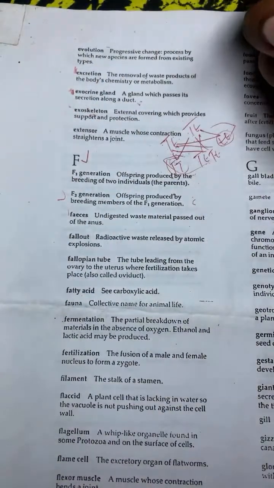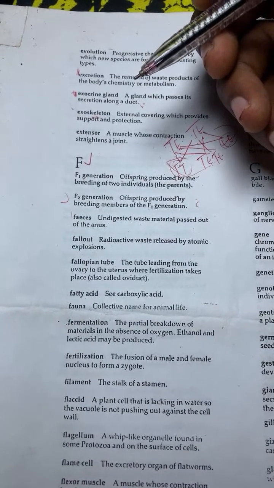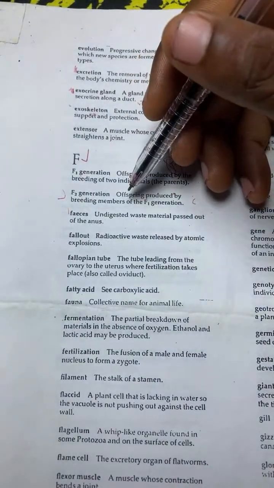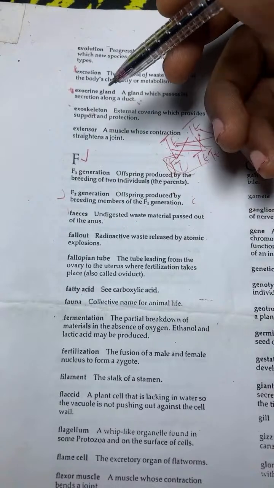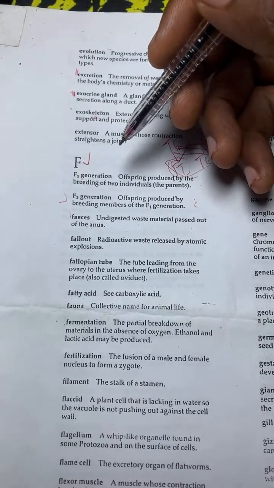Now, move on to feces. Feces is undigested waste material that passes out of the anus. So if that particular material is digested, it wouldn't go out as feces. But because it's undigested, it will pass out through the what? Through the anus.